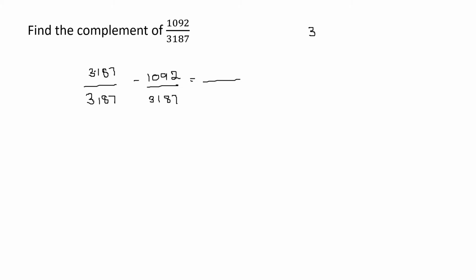So we know that our denominator will be 3,187. So we're just going to do 3,187, take away 1092, and this will give us our numerator. And there we are. So the complement of 1092 over 3,187 is 2,095 over 3,187. And that is how you find the complement of any fraction.